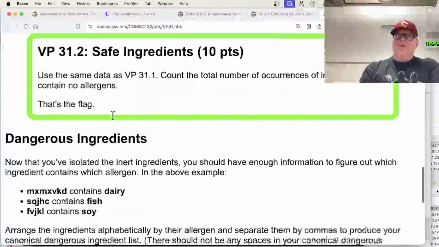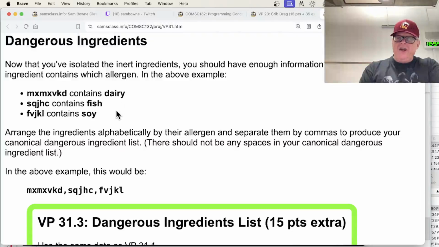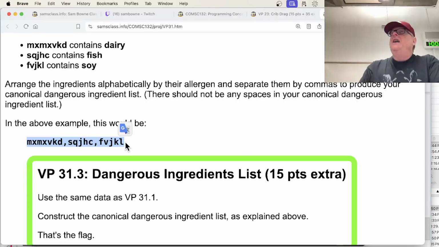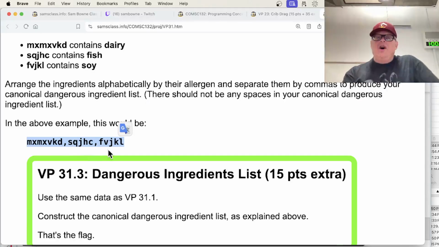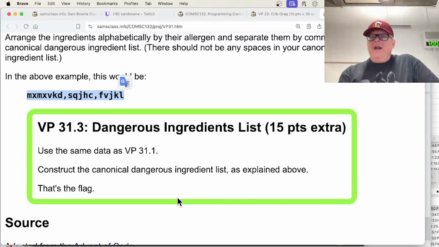And then the next one is, of course, trickier. Now that you've isolated inert ingredients, you can figure out which ingredient contains which allergen. So take the ingredients that do contain allergens, sort them alphabetically by allergen, and make a list. And by the way, the original problem had you put commas in here, and you can put them in, they don't hurt anything. They're stripped out by my scoring engine. So I updated this and I forgot to upload the latest version. You don't even bother with the commas, just ram the words together. But anyway, that's all. The ingredients that contain allergens, there's about 10 or 12 of them, and it makes one long flag. So that's all there is to this one.